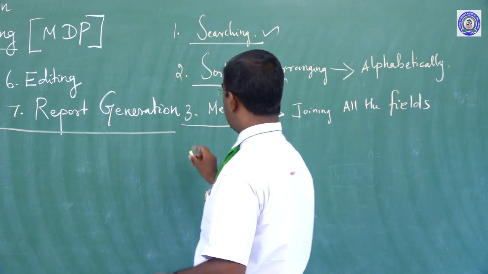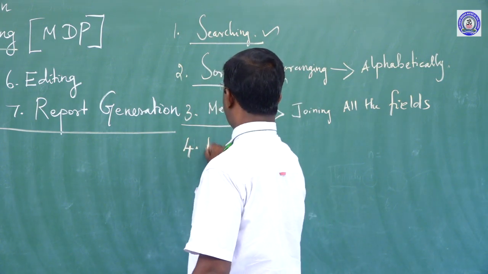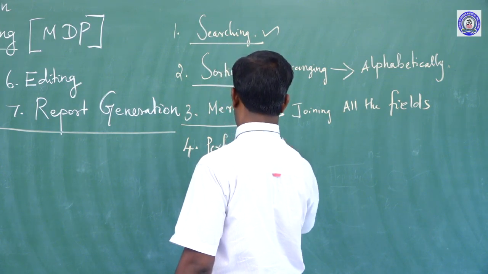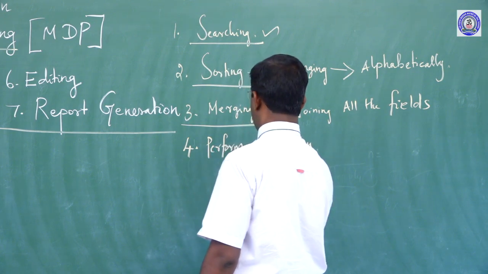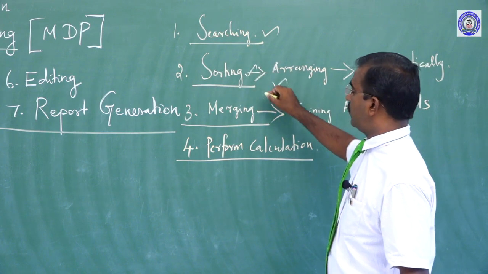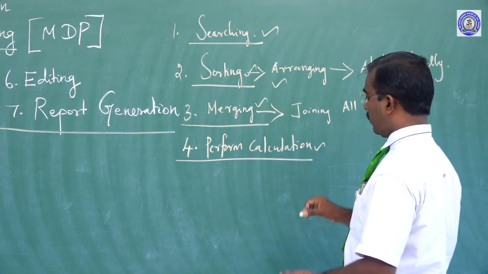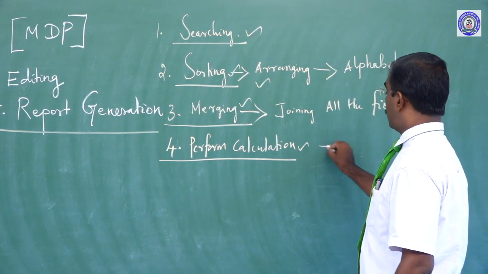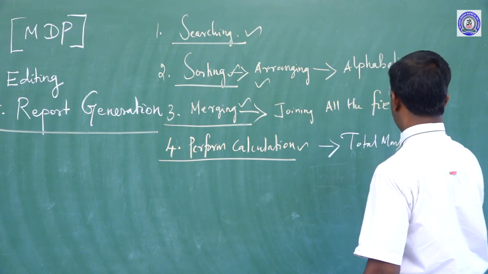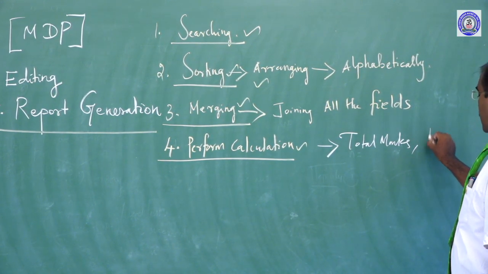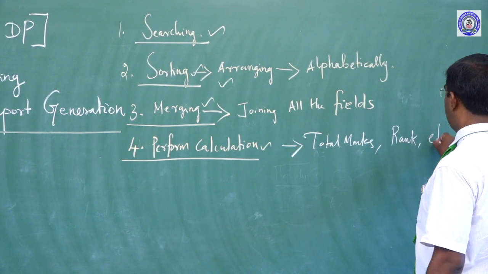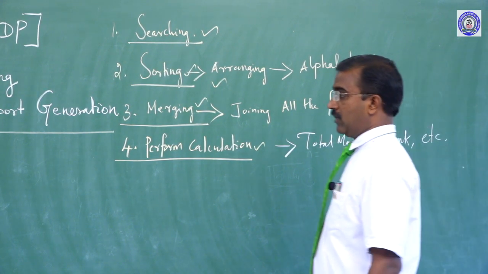The fourth one is perform calculation. In this perform calculation, what are we doing? Sorting over, merging over. Perform calculation means totals, marks, and then rank, etc. This we find out in perform calculation.